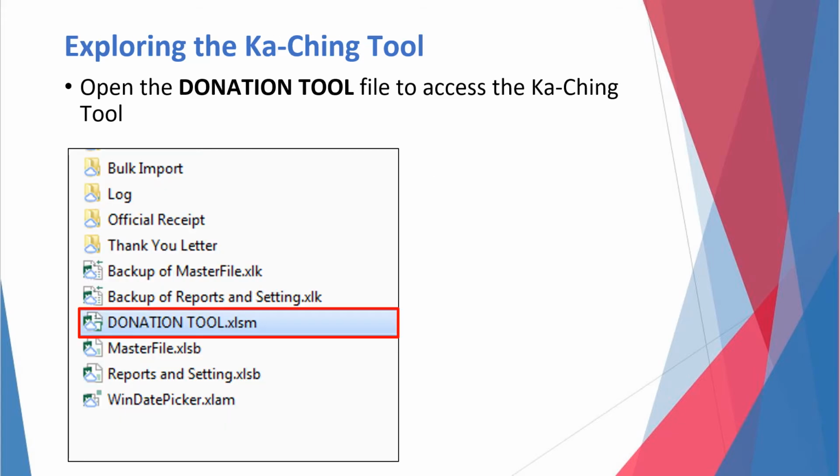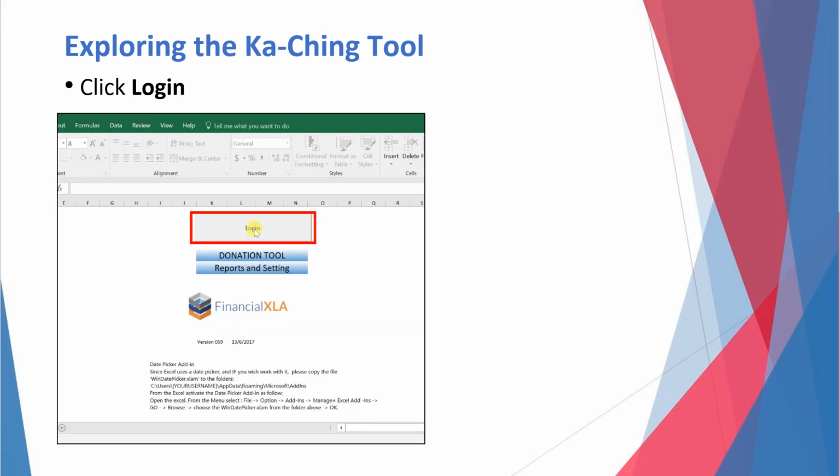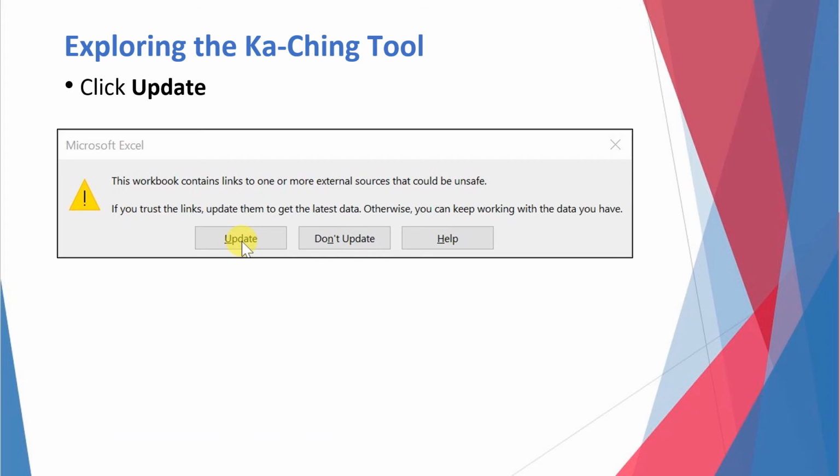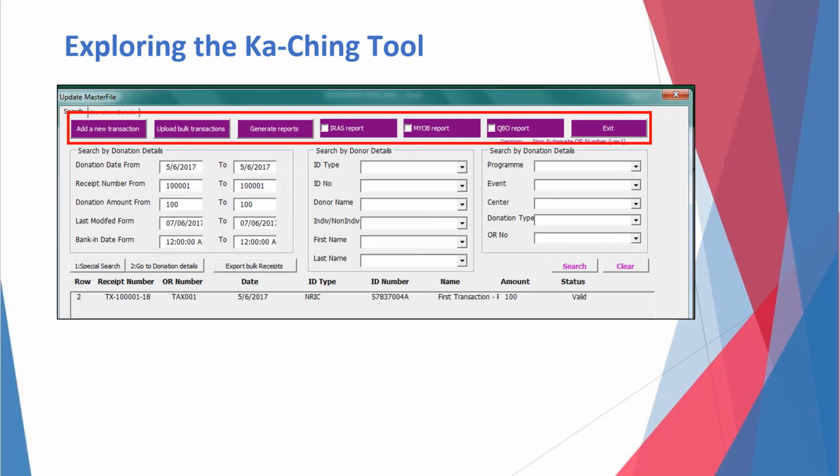Let's first log into the Ka-Ching tool. Open the donation tool file in the Ka-Ching folder. The following screen will appear. Click on Login. You will be prompted to key in your username and password which your administrator would have provided you with. Next, ensure that the I am an administrator box is left unticked. Then click Enter. The following window will appear. Click Update. This will bring up the Ka-Ching tool dashboard.